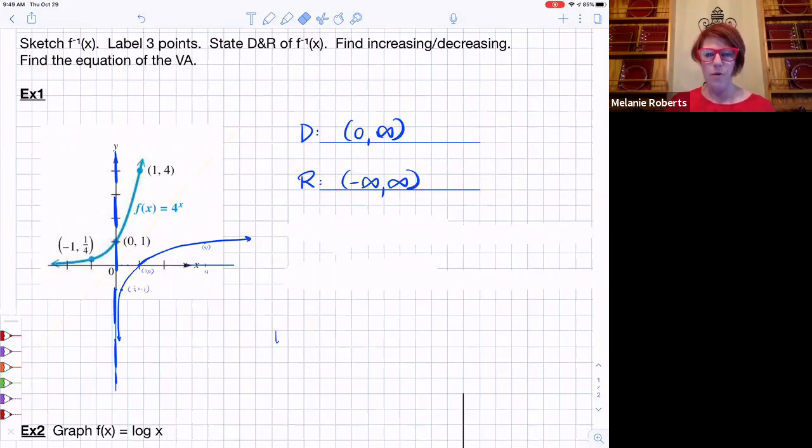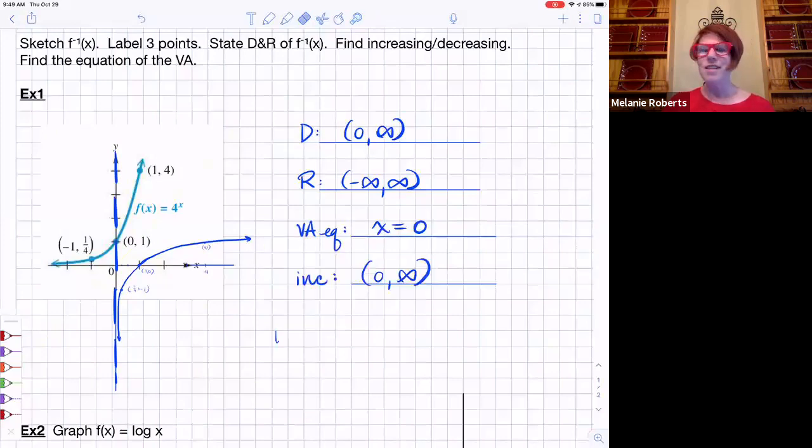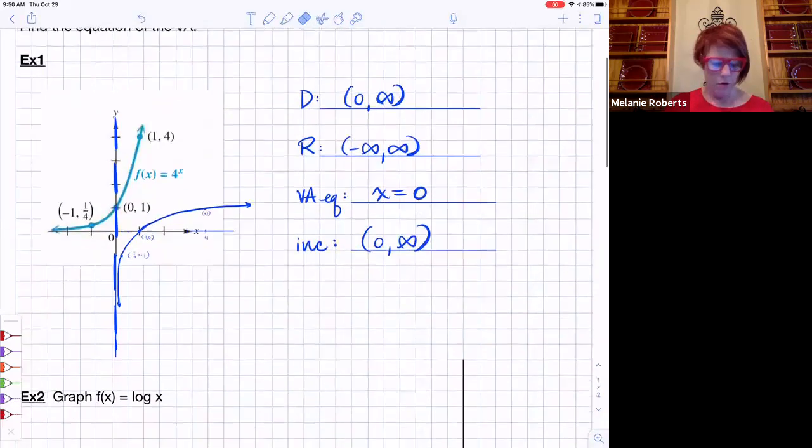And then it asks for the increasing and decreasing. We'll notice that this handwritten piece of the graph is always increasing. And so it's increasing from my vertical asymptote, which is at 0, all the way to infinity. Oops, I uncovered the wrong one there. So it's increasing from 0 to infinity. And then that vertical asymptote is at x equals 0. So that's the embedded question points that you could have earned for today.